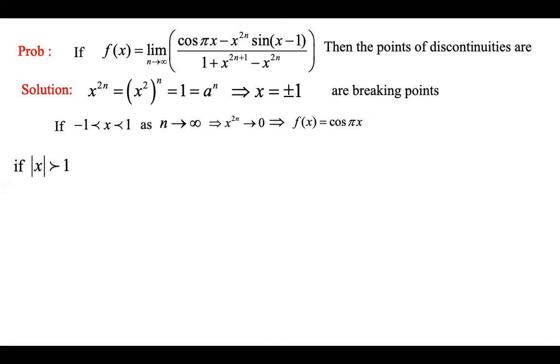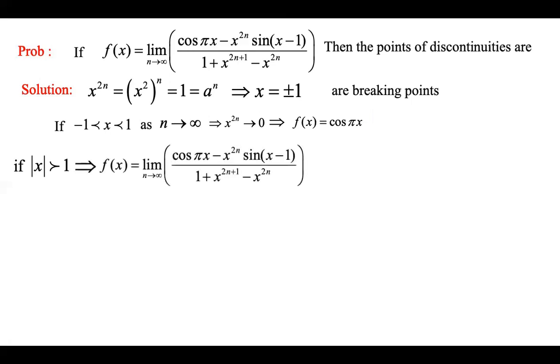When mod x is greater than 1, there are two choices. One is x greater than 1, the other is x lesser than -1. These two choices I am doing together. In that case the function is like this. That same function I am writing now: limit n tends to infinity of (cos πx minus x to the power 2n sin x minus 1) by (1 plus x to the power 2n plus 1 minus x to the power 2n).